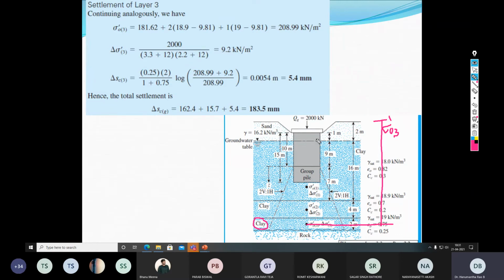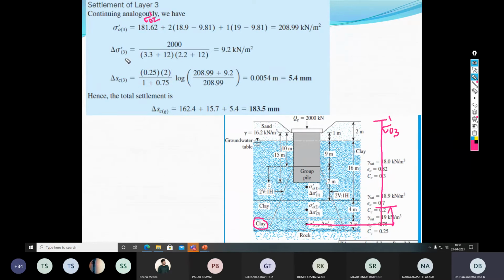So up to the middle of layer number 2 is 181.62. This is sigma naught dash 2. And the remaining is this one. That is 2 into 18.9 minus 9.81 plus the third layer. Middle means 2 by 2, 1 meter. So 19 minus 9.81 into 1. So total comes out to be 208.99 kilonewton per square meter.